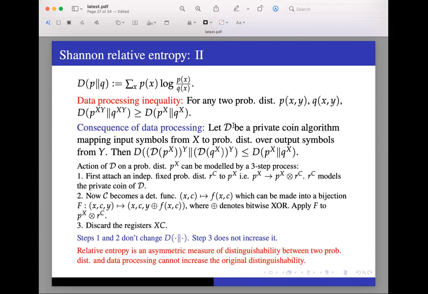In information theory, in the course of proofs, you'll have encoding algorithms and decoding algorithms. You'll compare relative entropies before and after encoding and decoding. So remember that whatever you do, as long as it's a private coin procedure, it is nothing but data processing, and you can apply this inequality. So it can be applied in very powerful ways, but it all boils down to this quantity.